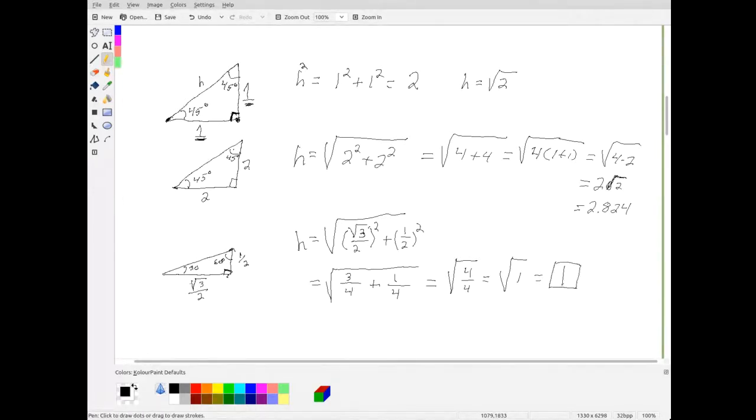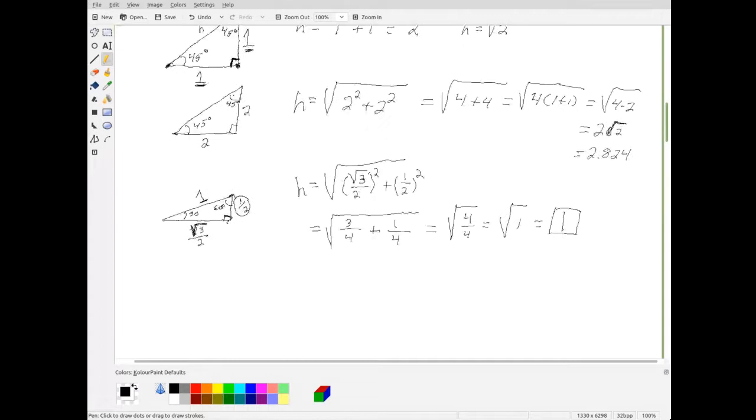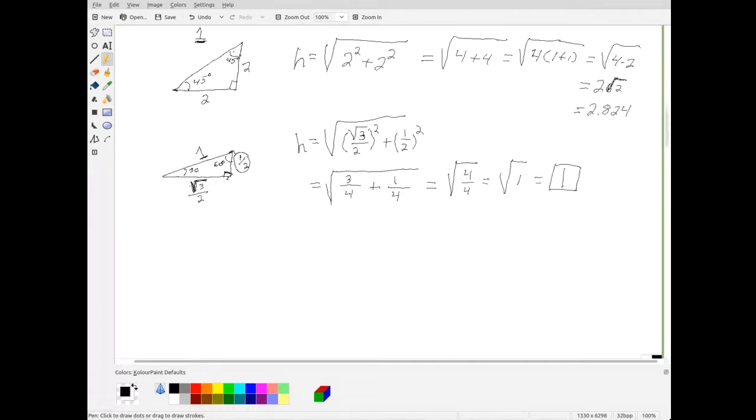Okay. So if this side here is the square root of 3/2, and this side here is 1/2, then we get a hypotenuse of 1.